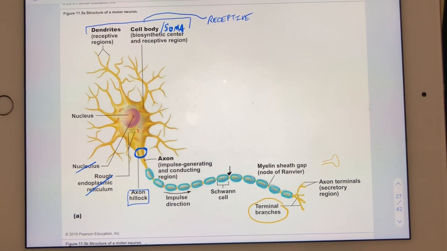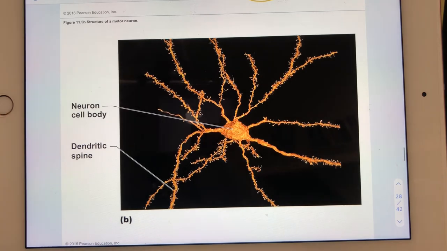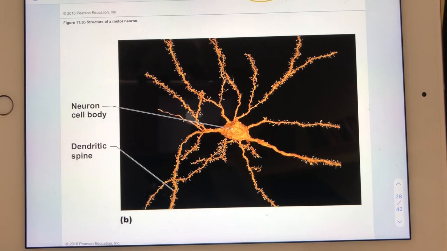Okay, let's look at the next slide. Here's what reality actually looks like. Oh my God. Figuring out which of these projections is the axon, you'd have to be able to see the whole cell, and I can't see the whole cell. So that's why we go with this stylized illustration.